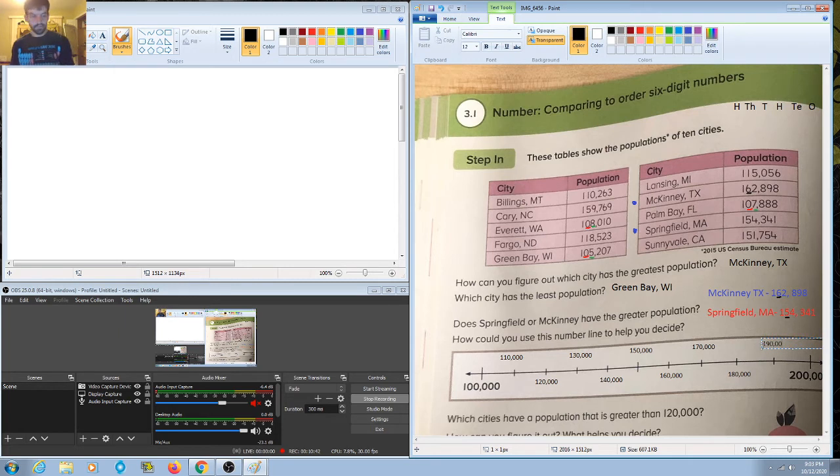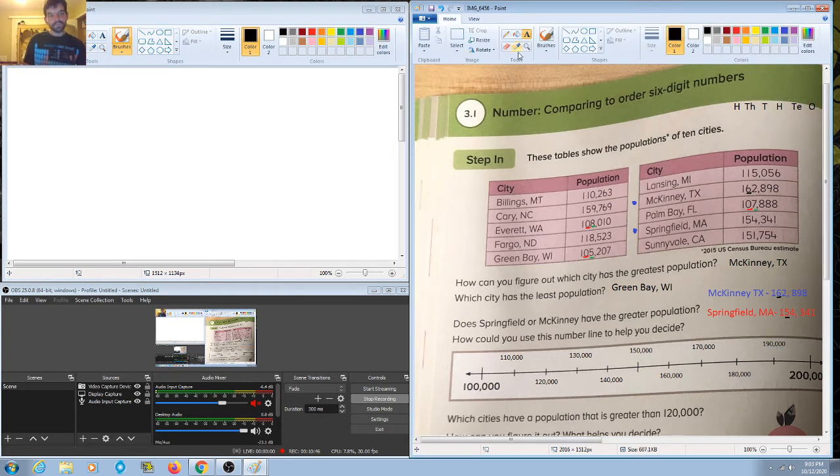Okay, so we have all of our intervals identified. What we're going to do now is roughly estimate the position on the number line for these values. So 162,000 for McKinney, Texas. We find 160, which is right here. It's about 1/5 through, because it's 2,000. 162,000 is about 1/5 of the way towards 170,000. And then we go to Springfield with 154,341. That's going to be almost about halfway between 150,000 and 160,000.